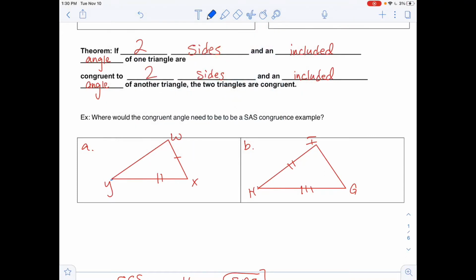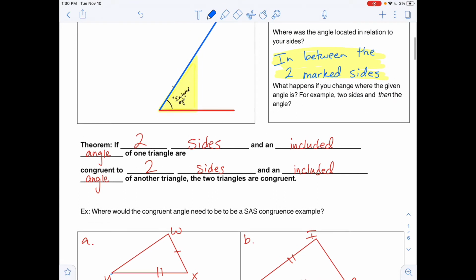All right, good afternoon. Let's talk about side angle side. Side angle side is our congruence criteria for the day. We talked about hypotenuse leg. We talked about side, side, side, where I have three congruent sides. And remember, if I have congruence, that means I have the same shape, same size. All the parts are going to be equal.